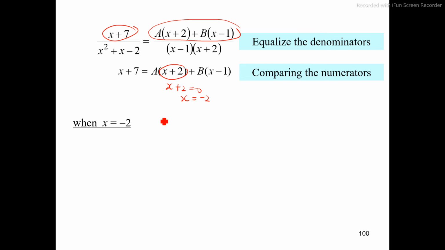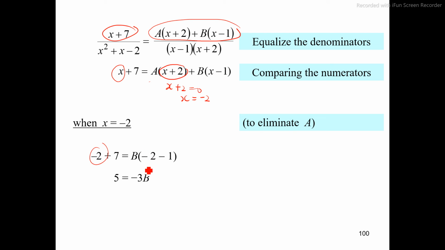You substitute negative 2, going from the left straight through to the right. We're going to substitute one by one. Substitute all the x. This one is already zero, so there's no need to write it. So you get the value of B. B is negative 5 over 3.